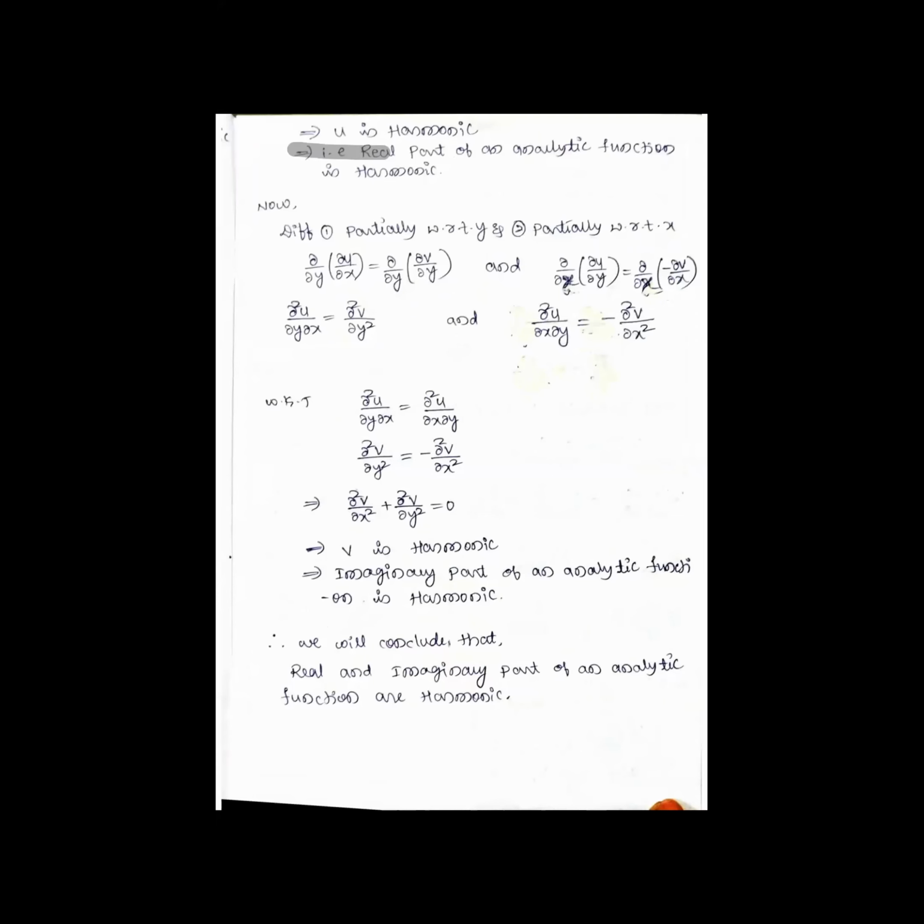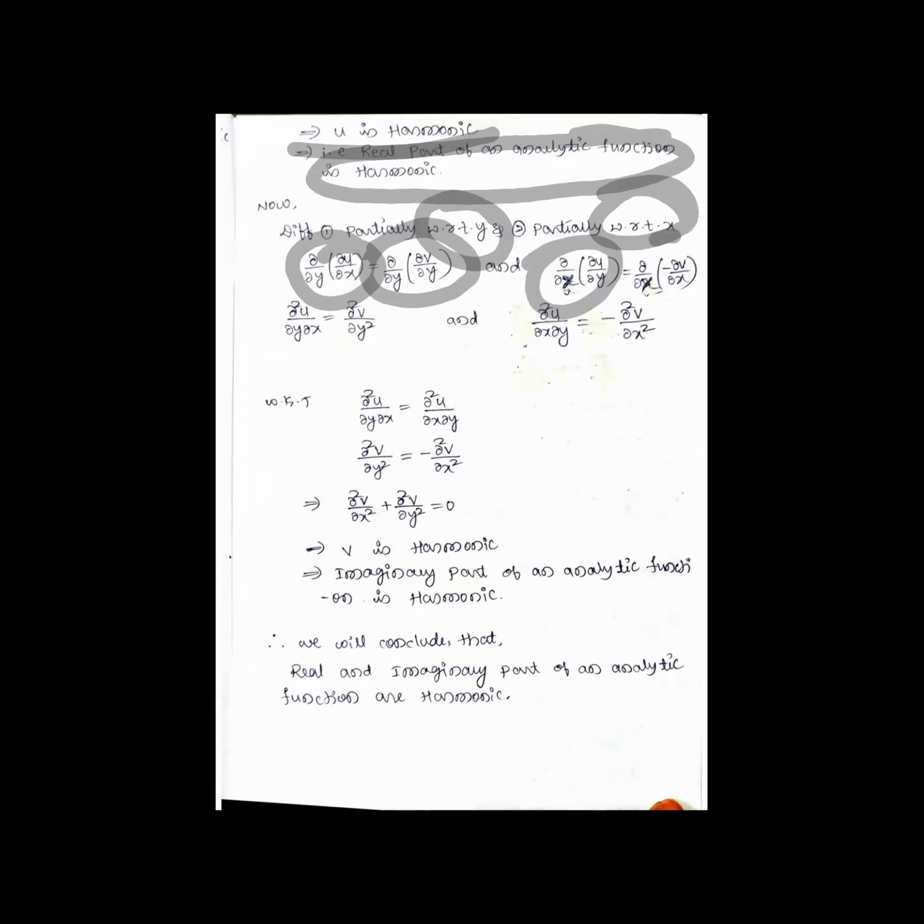So next, I said that u is harmonic, right? U means the real part of an analytic function is harmonic. So the same thing we have to prove. One part we have proved. So come to the next part. Earlier, first one I had differentiated with respect to x, next one I had differentiated with respect to y. So now the same thing. First I'll differentiate with respect to y partially. Next I'll differentiate with respect to x partially. So with respect to y, I had done it. With respect to x, I had done it.